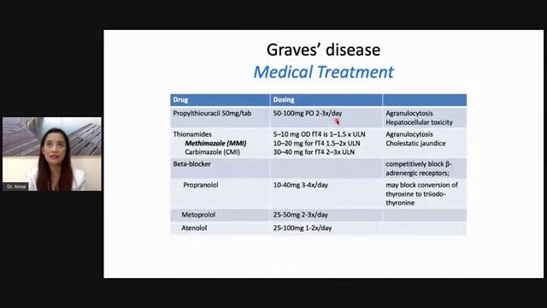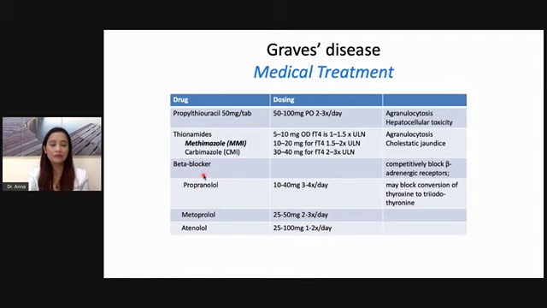So usually in pregnancy, when the patient enters the second trimester, we usually shift them from PTU to methimazole until the patient delivers, and then even in the postpartum period. Side effects, the dreaded one would be agranulocytosis, although this is very rare.